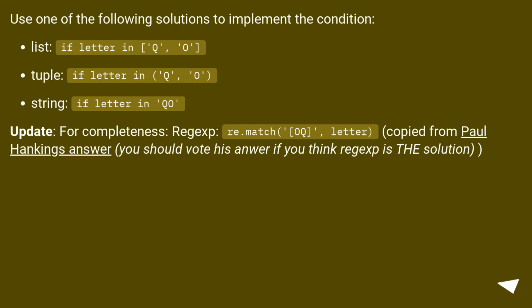Use one of the following solutions to implement the condition. List: if letter in ["N", "Q", "O"]. Tuple: if letter in ("N", "Q", "O"). String: if letter in "NQO". Update, for completeness, regex: re.match("[OQ]", letter), copied from Paul Hanking's answer. You should vote his up where you think regex is the solution.